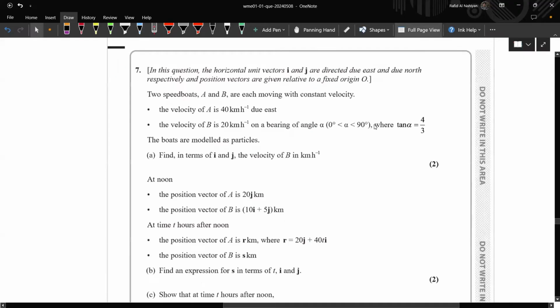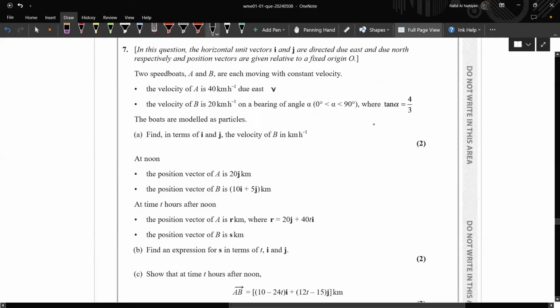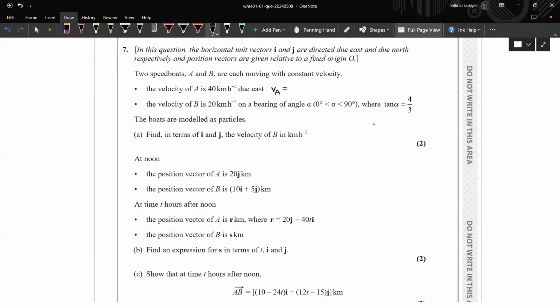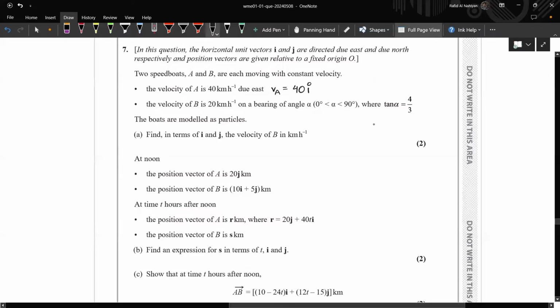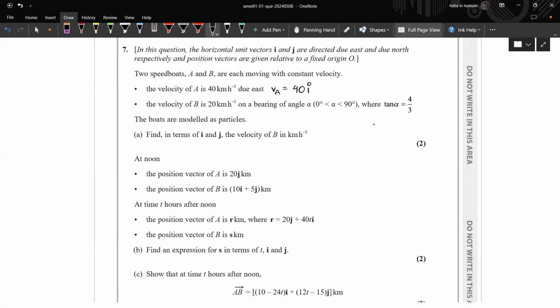All right, and the velocity of B is, so let me just write this down in vector form. So VA is due east. East is towards the right, which is the positive i direction in this case. So it's going to be 40i. And the velocity of B is 20 kilometers per hour on a bearing of angle alpha, where tan alpha is 4/3.